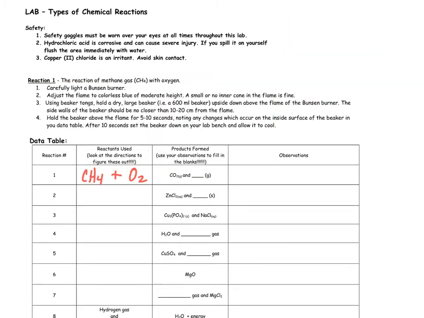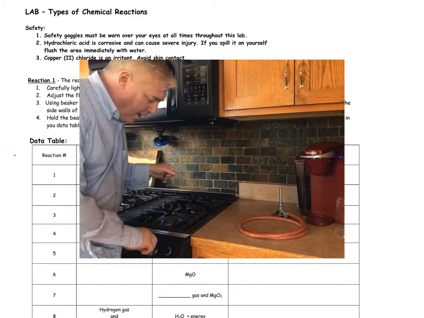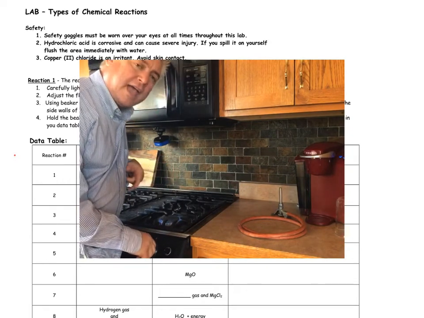Okay, reaction number 1. The reaction of methane gas, which is CH4, with oxygen. Now, in our data table, we can write this down as the reactants. That would be CH4 plus O2, a diatomic molecule. Now, for this, we'll have to go to the kitchen because we don't have methane down here in the basement. Okay, now I'm in the kitchen where we have a stove that runs on natural gas.